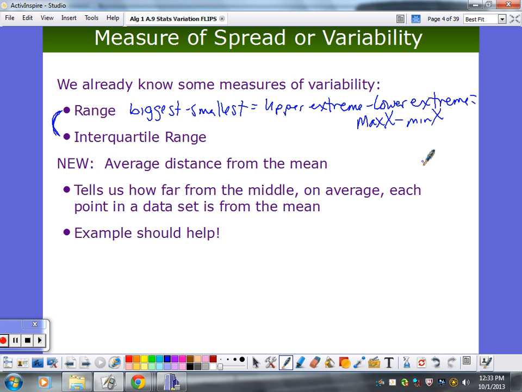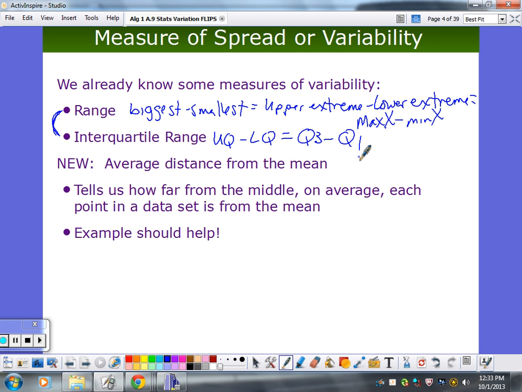Interquartile range, what was that again? How long that box is in a box and whisker. That's the upper quartile minus the lower quartile. In your calculator, we say Q3 minus Q1. So it's the length of the box in a box and whisker.